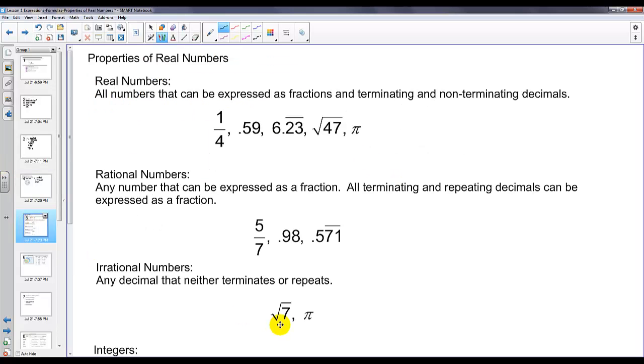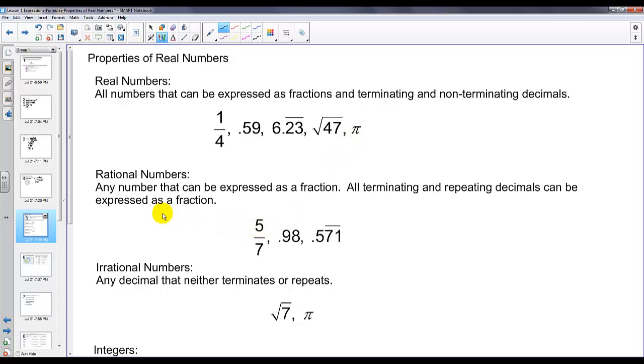So some classifications and properties of real numbers. We'll just go through all the definitions here. Real numbers are the numbers that can be expressed as fractions, terminating and non-terminating decimals. So this is basically all your numbers. So I have a quarter, which we can definitely see as a fraction. 0.59, there's your terminating decimal. Here's your non-terminating decimal, but it repeats. And here is a radical, which in this case is a non-terminating, non-repeating decimal. Right? And then pi, which we know is a non-terminating, non-repeating decimal.